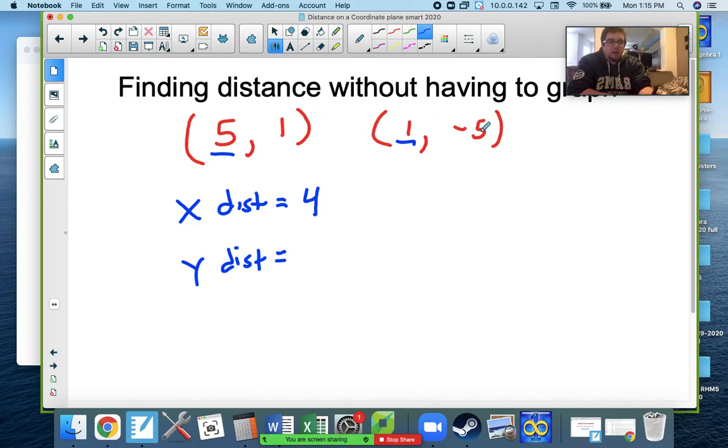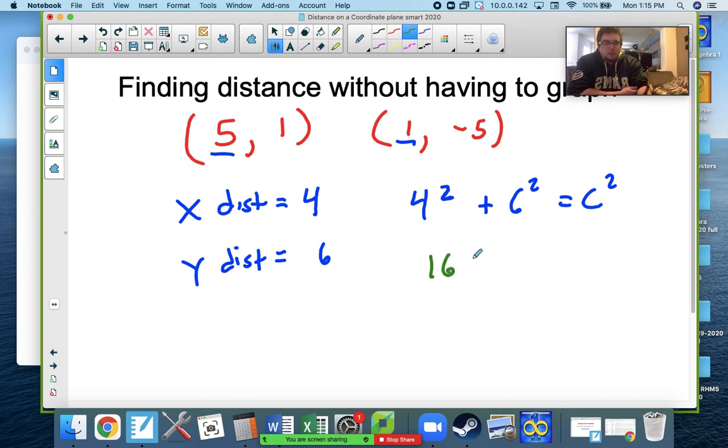From 1 to -5, we might think, oh, that's also 4. But we would jump from 1 into the negatives. This is actually a -6. And again, negatives in distance do not matter. So it's 4 and 6. So we have 4 squared plus 6 squared equals c squared. So 16 plus 36 equals c squared. Add both of those together, we get 52 equals c squared.